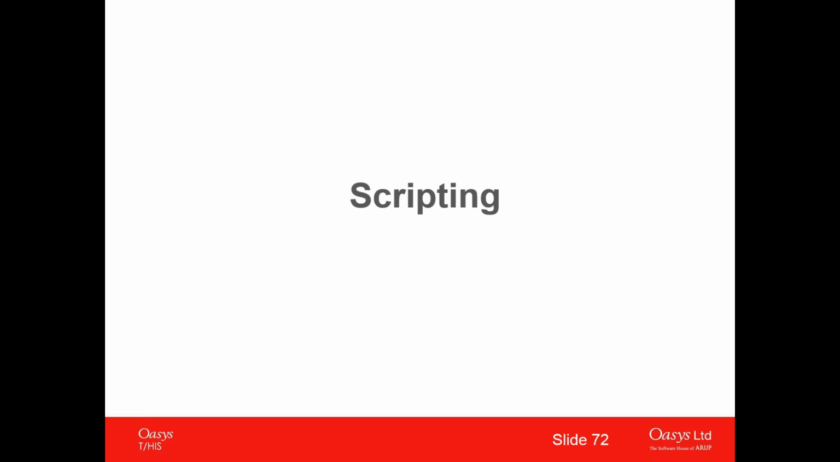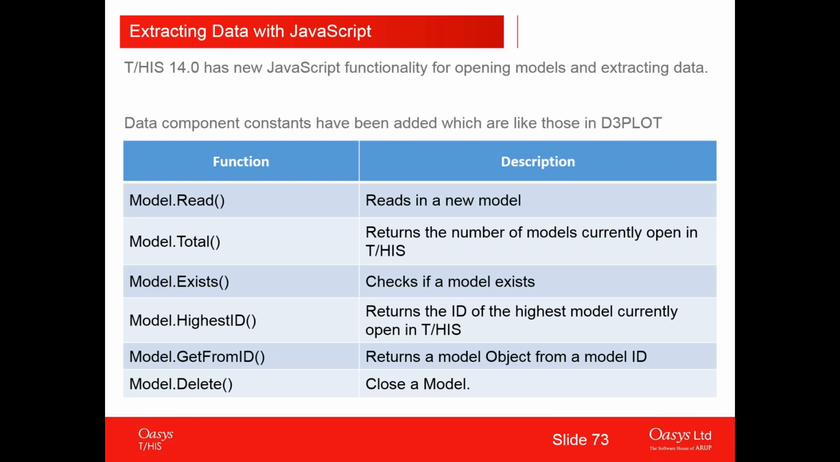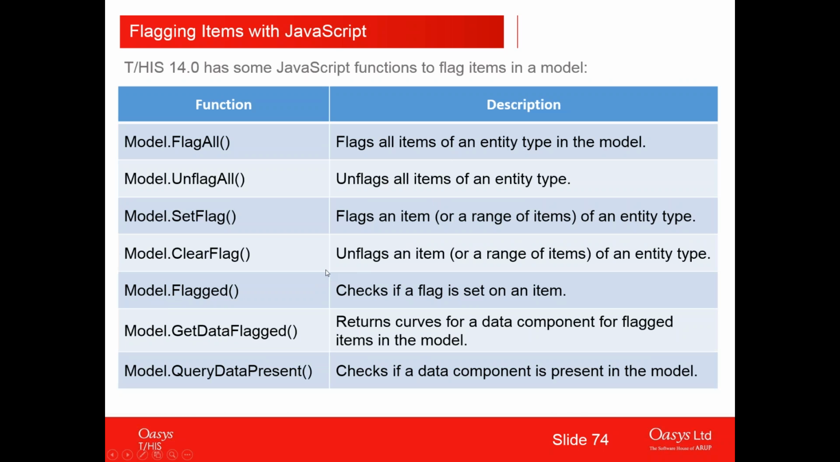The next update is in scripting. So THIS version 14 has a new JavaScript functionality for opening models and extracting data. So data component constants have been added, which are like those in D3 plot. So these are the different functions that THIS can now use when you define your JavaScript.